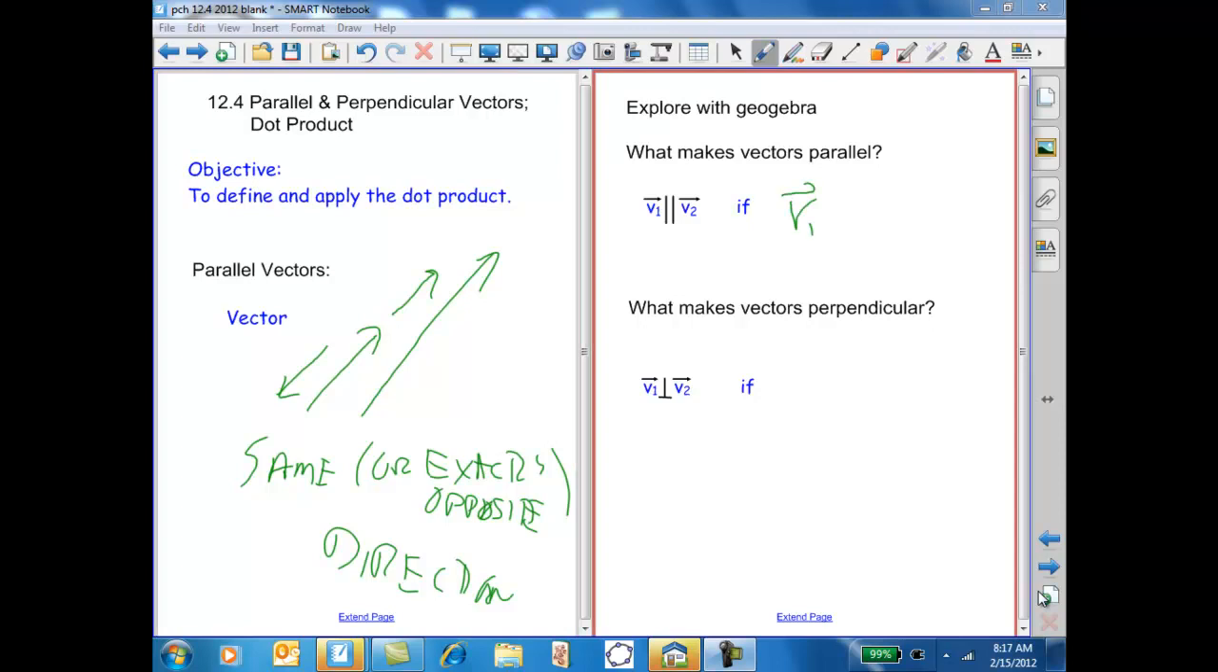If vector 1 equals what? If they're equal vectors, they don't have to be the same vector to be parallel. Yes, the opposite of vector 1 will be parallel to vector 1, because that would be the same length but in exactly the opposite direction, so exactly the opposite direction would be on the same line.